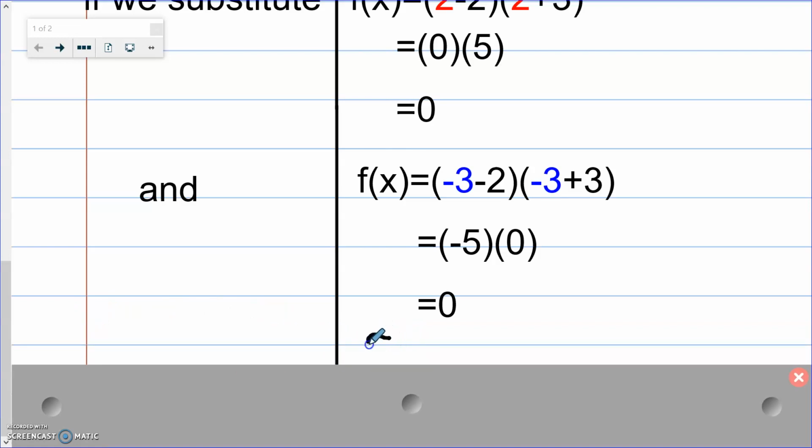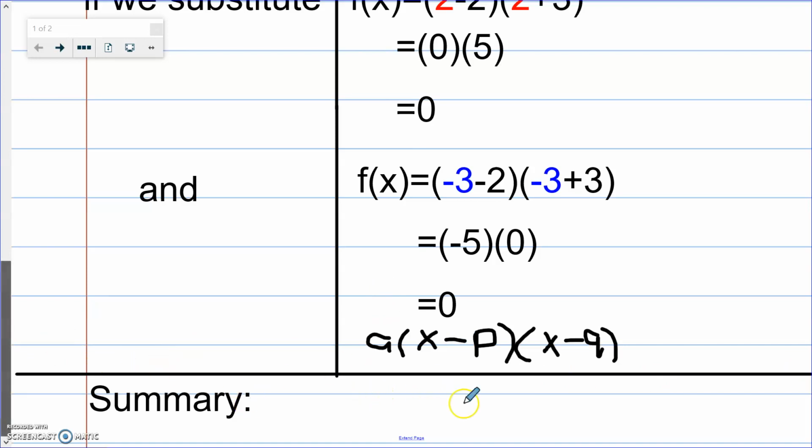Recall that our function will be given to us in the form of a times x minus p times x minus q. You need to remember that if a is positive, our graph will be opening up. If a is negative, our graph will be opening down. Using the information about a, p, and q, you're going to be finding the zeros today and determining whether our graph opens up or down.